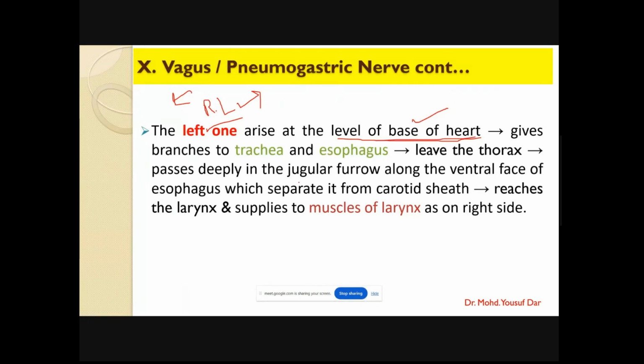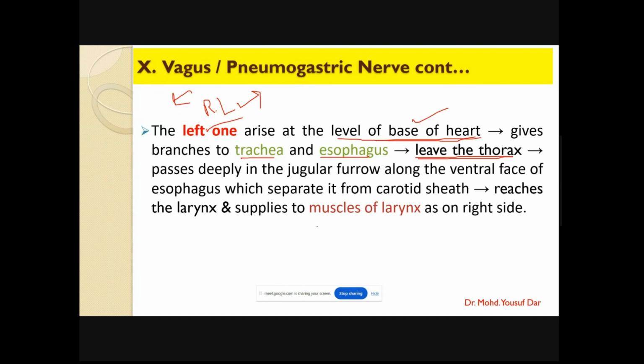यहाँ पे क्या scene चलता है? So when it arises from the vagus nerve just at the level of the base of the heart, तो यहाँ पे भी same है, it gives branches to trachea and esophagus, then again it leaves the thorax जैसे उसने किया था, then यहाँ पे, but here is a difference. So when this leaves the thorax, here it does not pass through the carotid sheath. So it ascends through the neck region, but on the left side.